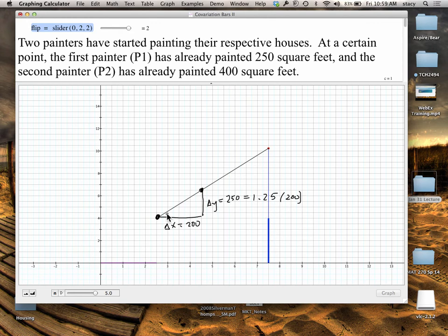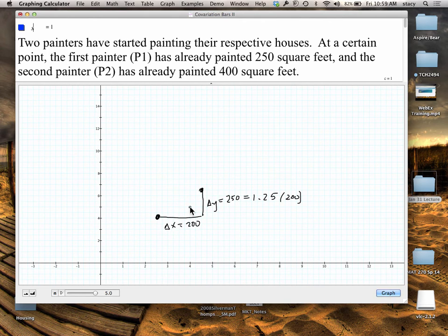So, okay, so now let me ask this question. So let's pretend that I didn't know the actual y value here. If I wanted to come up with that value, what would I do?